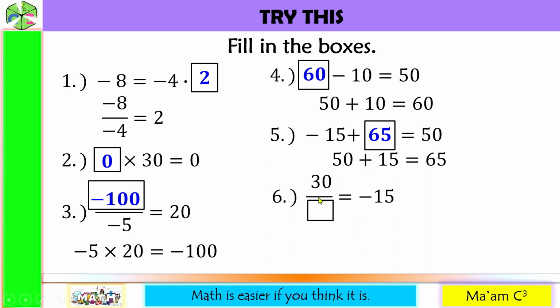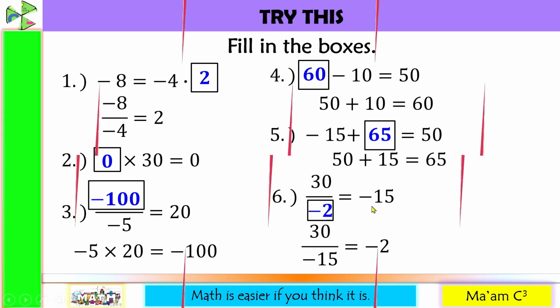Last one, 30 divided by the box is equal to negative 15. To solve for this, simply divide 30 by negative 15. 30 divided by 15 is 2. Positive divided by negative, different signs, is equal to a negative quotient. So this is negative 2. Let us check. 30 divided by negative 2. 30 divided by 2 is 15. Positive divided by negative is negative.